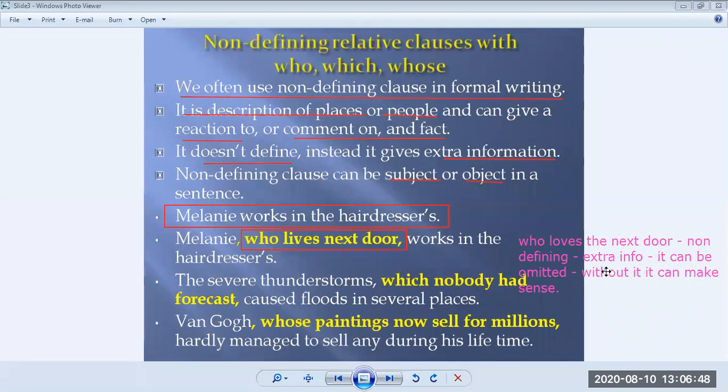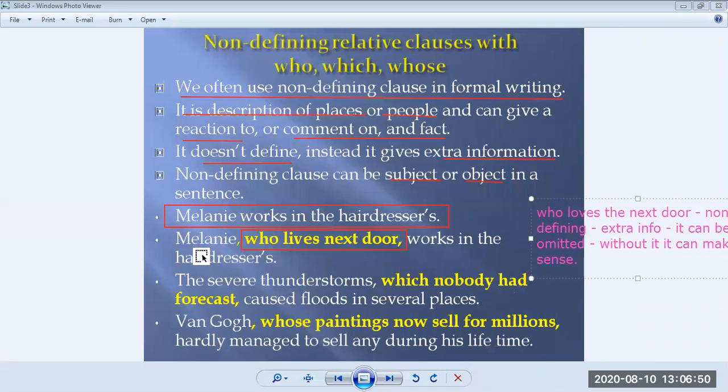So now have a look at this one. Melanie works in the hairdresser's. It has the same idea. Melanie, who lives next door, works in the hairdresser's. Who lives next door? Does it define Melanie? Not really. With or without this yellow part, the sentence can stand alone, it still makes sense. That's what it means. So let's have a look at the next example.